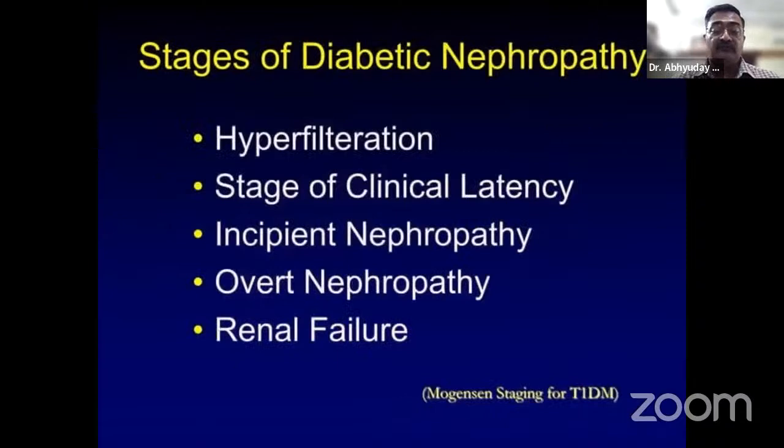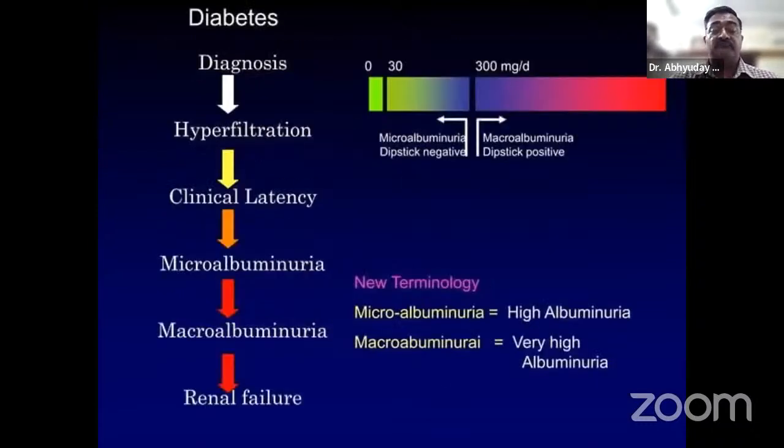And if we talk, this stage 1 is the stage of hyperfiltration. Stage 2 is stage of clinical latency. Stage 3 is known as incipient nephropathy. Stage 4, overt nephropathy, and 5 is renal failure. And according to eGFR also, we have seen how the staging goes with the reduction in eGFR. So here, this is again the same thing, a picturization to understand hyperfiltration, clinical latency, microalbuminuria, macro, and renal failure.